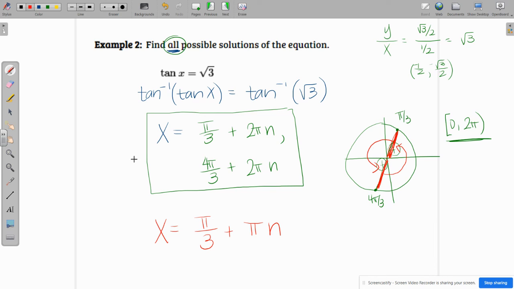So another way to write this is you could pick one of them, for instance, pi over 3, and you could technically add pi n times instead of 2 pi n times, and you're going to bounce between both of them. This is correct, so is this. So if you like shortcuts, this might be your way to go. But that doesn't mean that this is wrong, it's just another way to write it. And again, the only reason this works is because these two angles are pi radians away from each other.